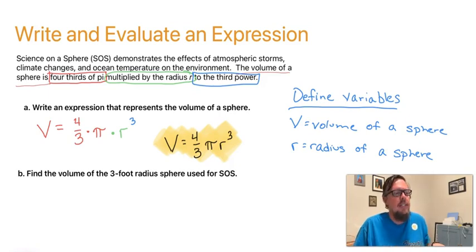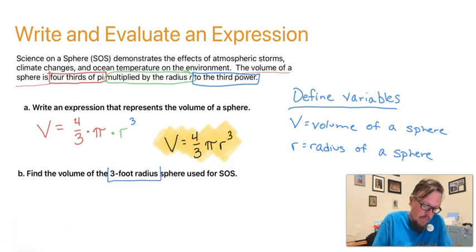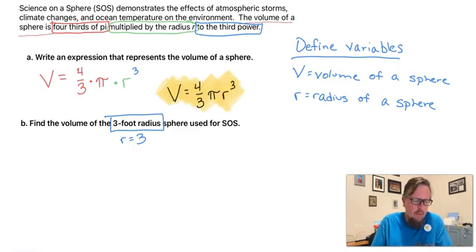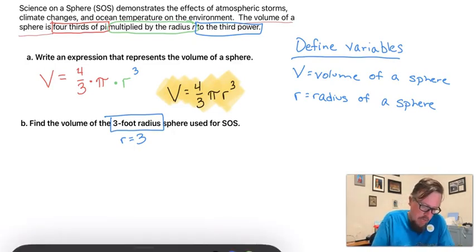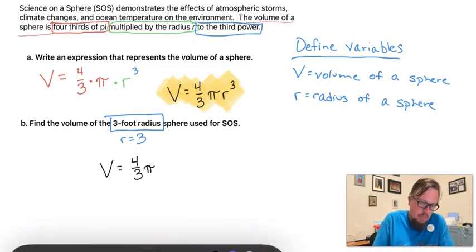Okay, so now that we've written the equation, the next piece of the problem is asking us to use the equation. It says find the volume of the 3-foot radius sphere used for SOS. So it's telling us that the radius is 3, the 3-foot radius sphere. This means R is going to be 3. Okay, so all we're going to do is take this volume formula that we have, V equals 4/3 pi r to the third power, and replace the r with 3. So we've got V equals 4/3 pi, and right here where the r goes, we're going to put 3, 3 to the third power.